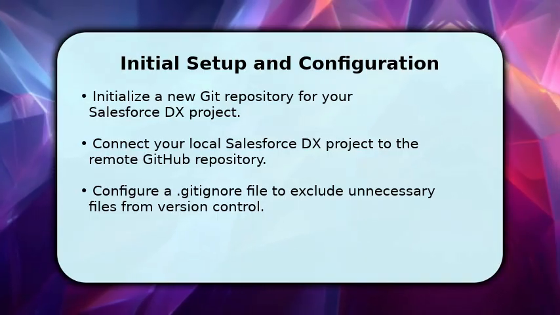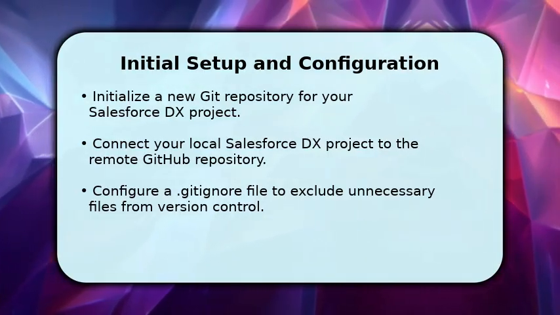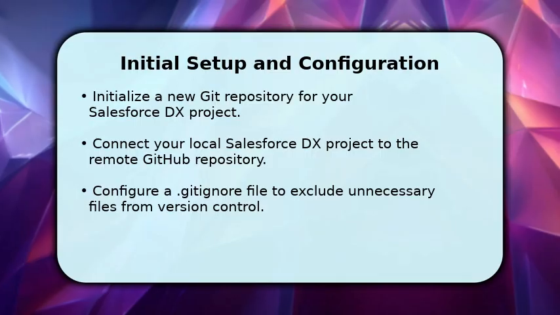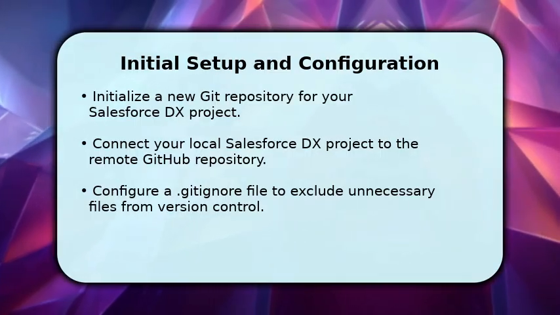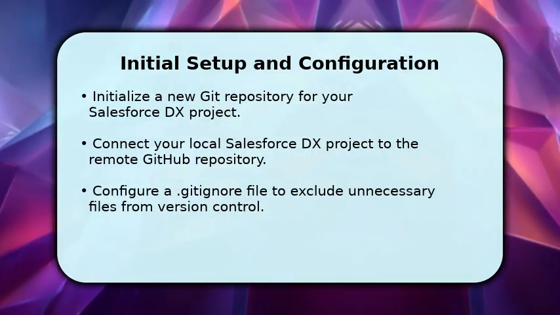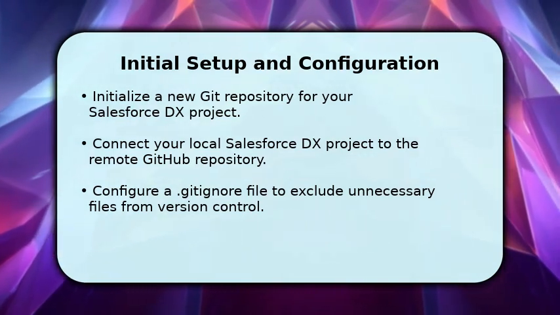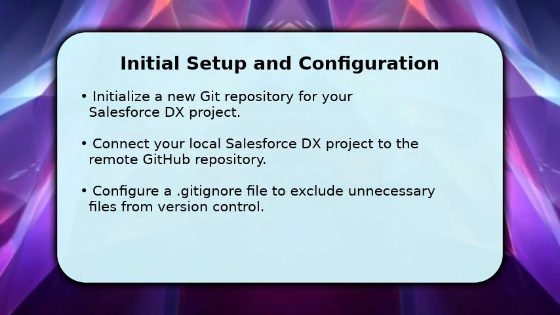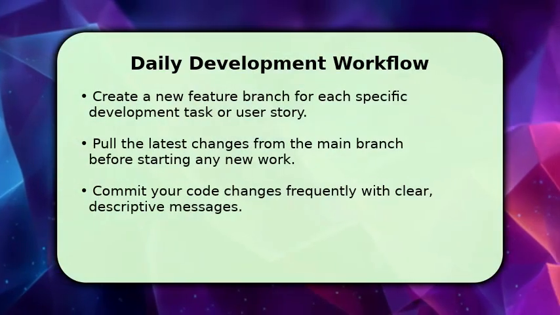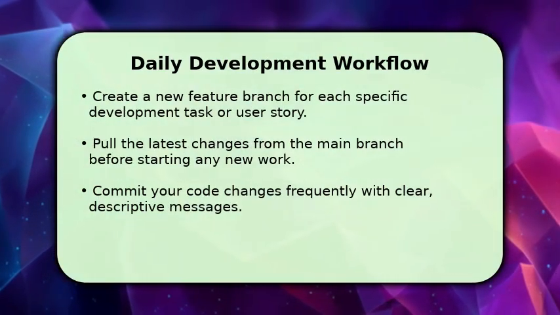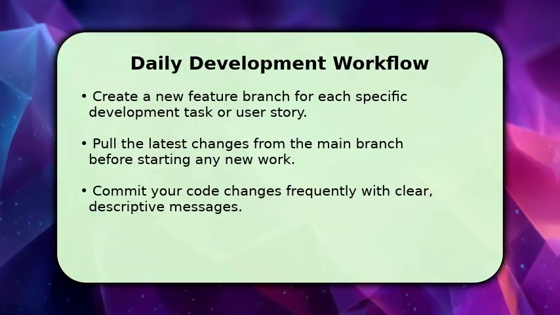It is crucial to configure a gitignore file to prevent unnecessary files from being tracked. Finally, establish a clear branching strategy, typically involving a main branch, development branches, and feature-specific branches to organize your work effectively. For your daily development, always begin by creating a new feature branch for each specific task or user story.